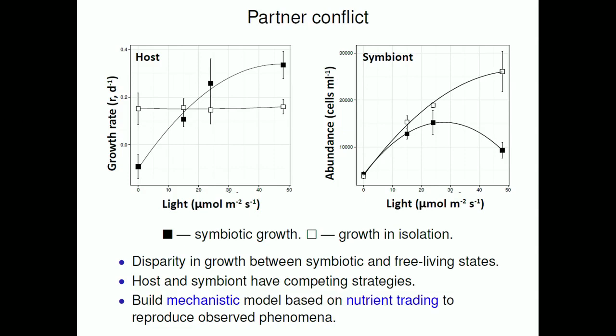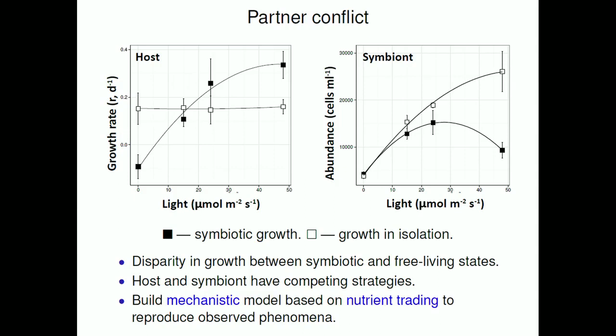In contrast, if it's got symbionts living with it, at low light, it does really badly. This is because the symbionts have become parasites. They're just taking nutrition without giving anything back. As light increases, symbionts start to give a bit more carbon back, until at high light, we can see that the hosts are doing much better with symbionts because they're getting this extra nutrition from photosynthesis.